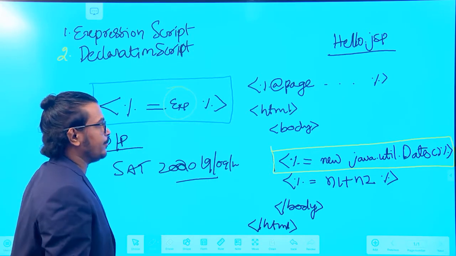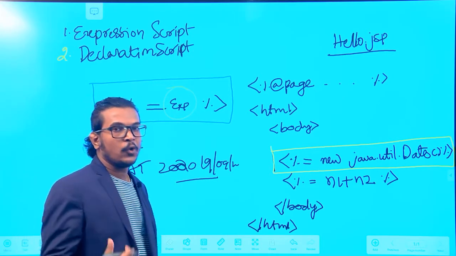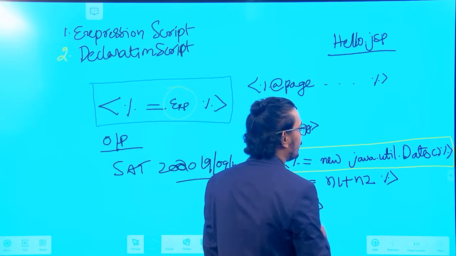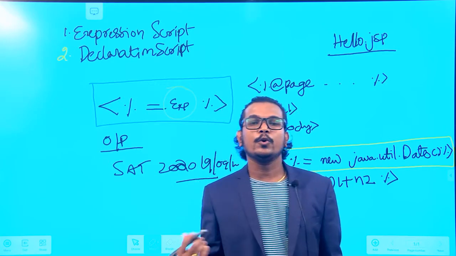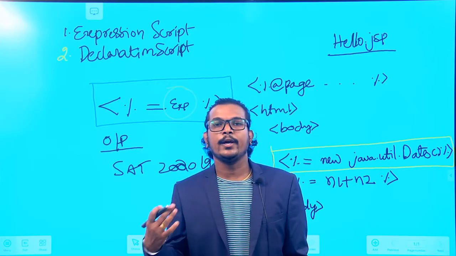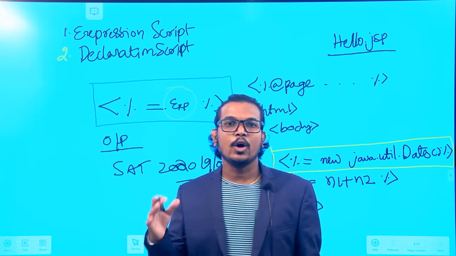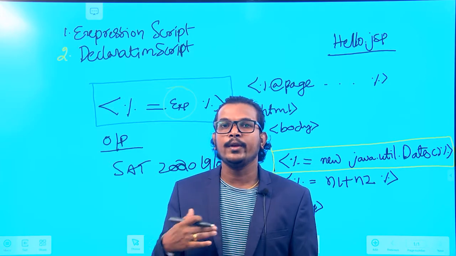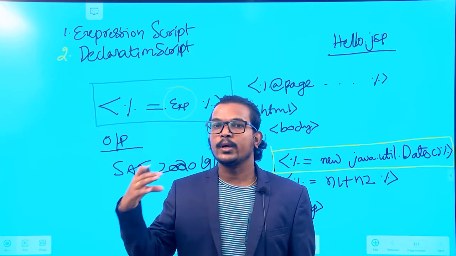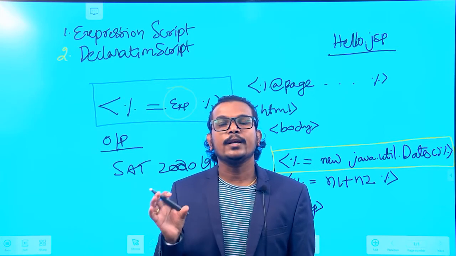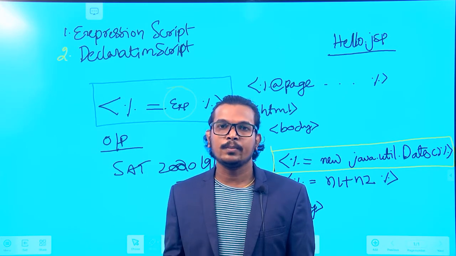Okay, the declaration script tag you have to use if you want to print any normal messages. Once your declaration is over, once your computation is over, you want to print that particular output. In our Java language, we are using the System.out.println. With the help of that, we are printing that particular output on a terminal, right? So here you want to print that particular message, right? For that, you are using the out.println.